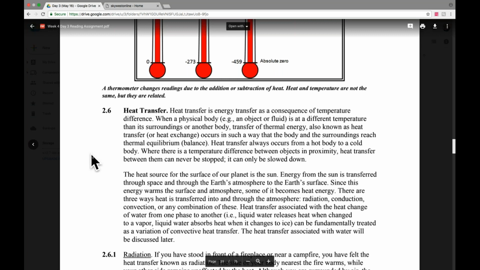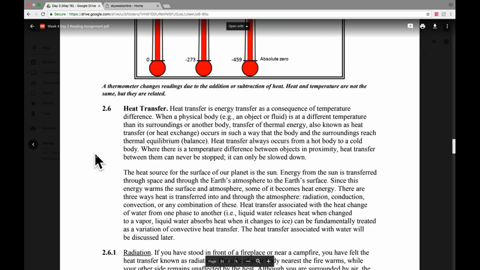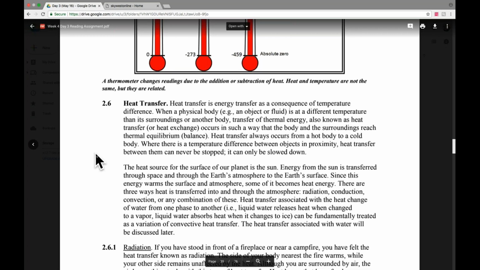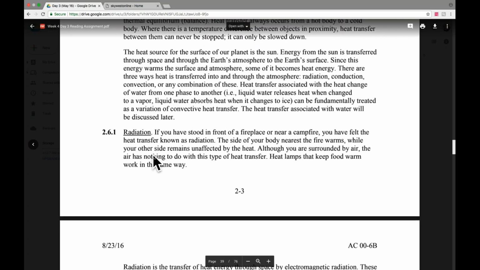Heat transfer associated with heat change of water from one phase to another can be fundamentally treated as a variation of convective heat transfer. The heat transfer associated with water will be discussed later. So, clouds, fog, other types of precipitation.